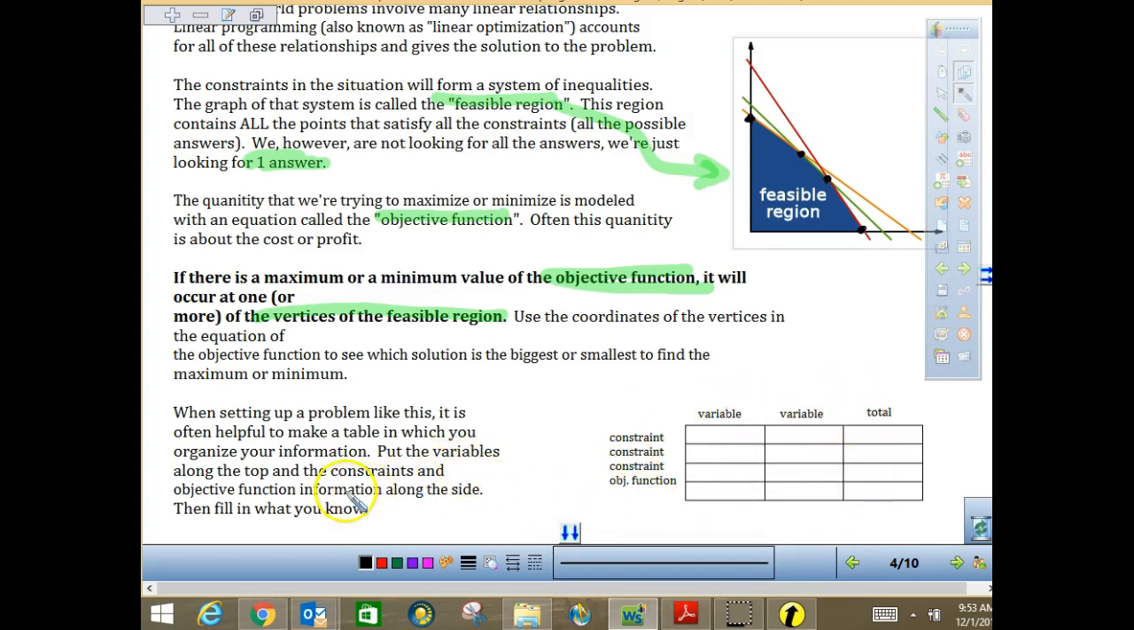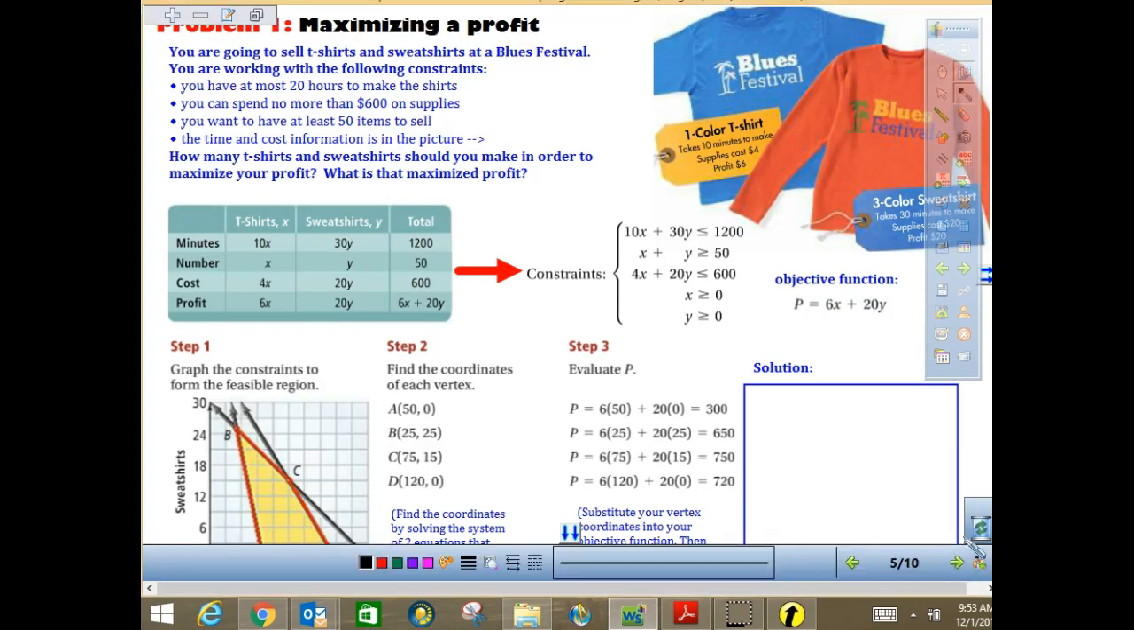You're going to put the variables along the top, the constraints and the objective function on the side, and we're going to fill in what we know as we look at it. A lot of times you're going to see this. If you go to linear programming on Khan Academy, or do a Google search of it, you're going to see some stuff like this. It's all about maximizing our profit a lot of times.